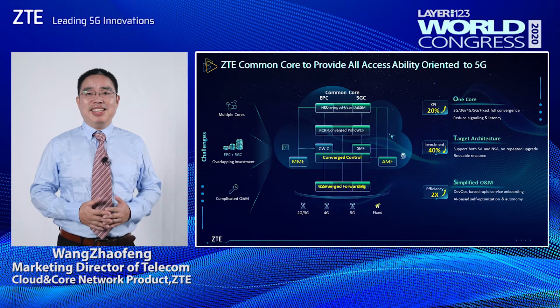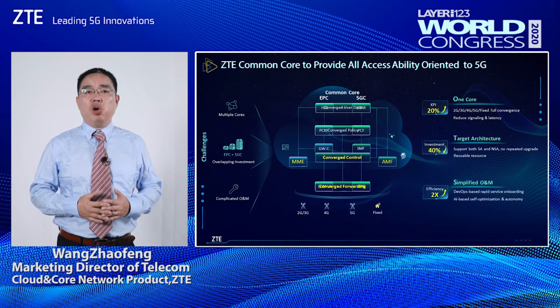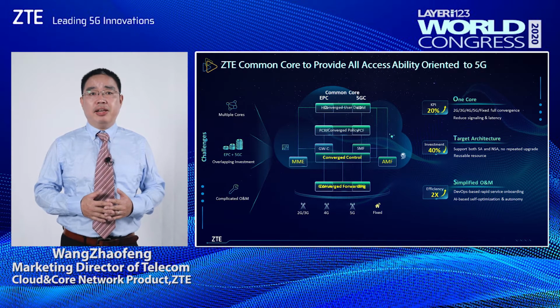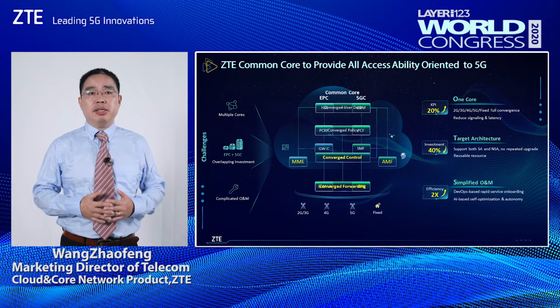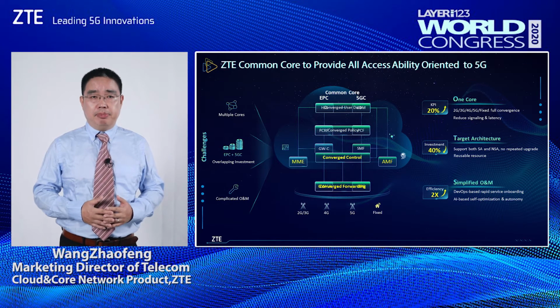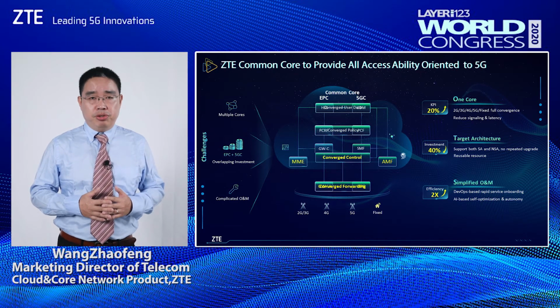To summarize, ZTE Common Core helps operators achieve rapid deployment and commercialization of 5G through simplified network design, one-step target architecture, and simplified operation and maintenance based on artificial intelligence.